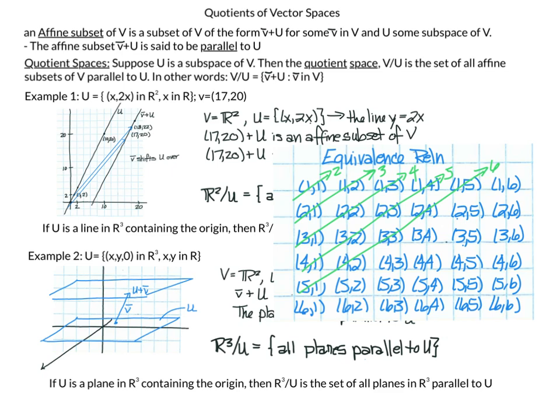I think of this quotient space as calling all these parallel lines, in this case parallel planes, somehow equivalent because they have something in common. Not equal, not the same, but somehow equivalent.